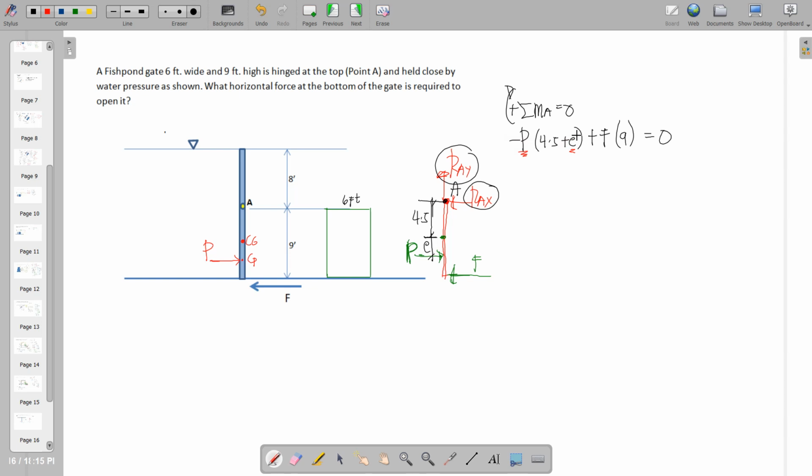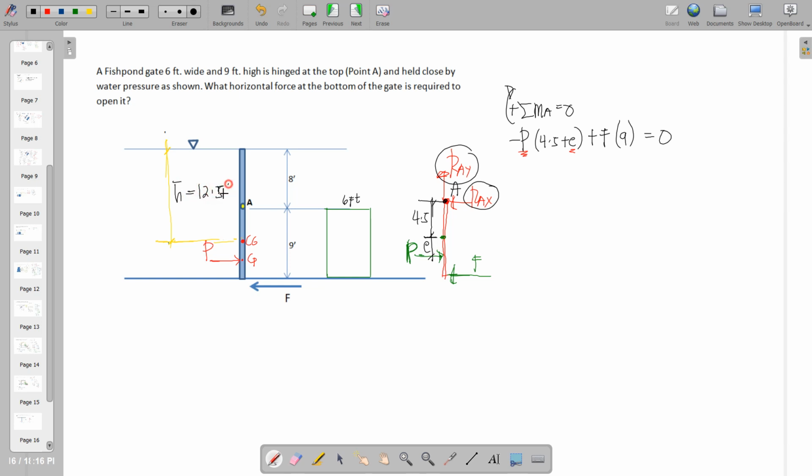So as usual, we need to determine Y bar and H bar. So Y bar is from the center of gravity up to the liquid surface along the vertical. That can be easily calculated. So H bar here is 8 plus half of 9, that is equal to 12.5.